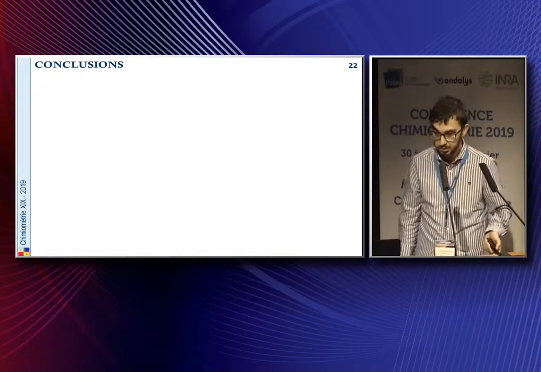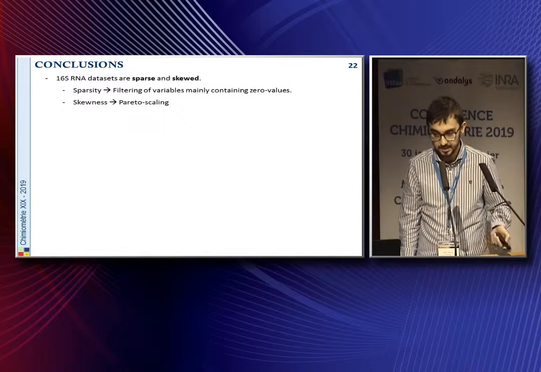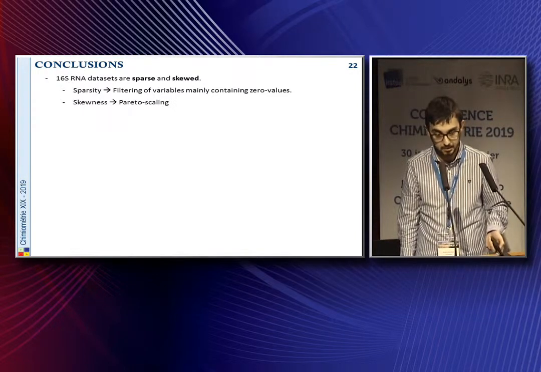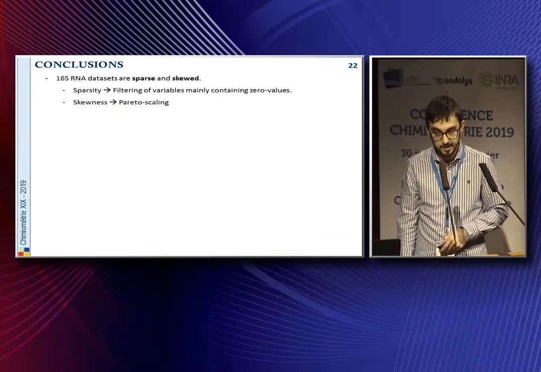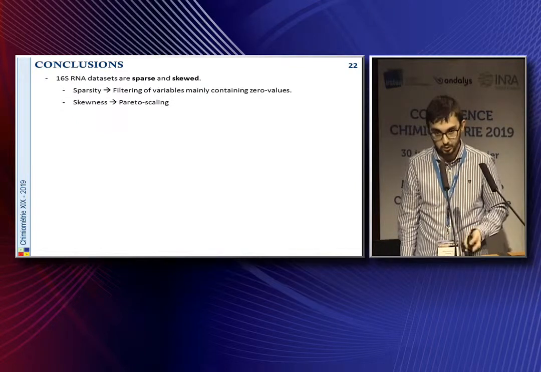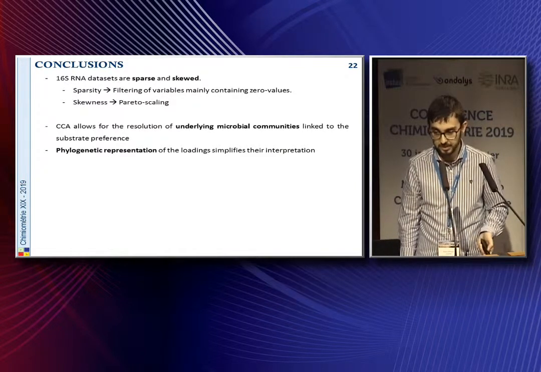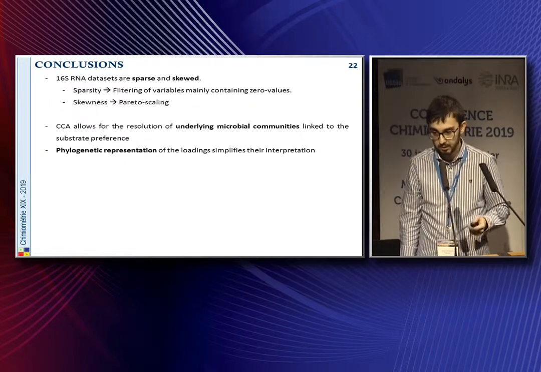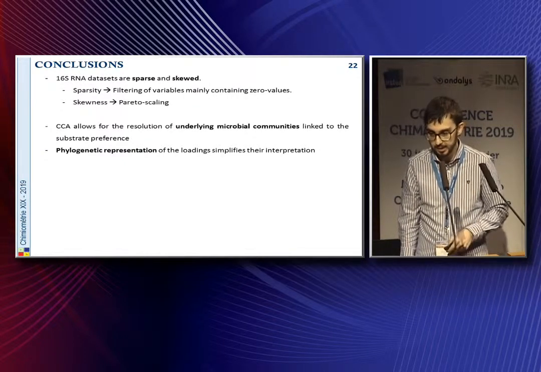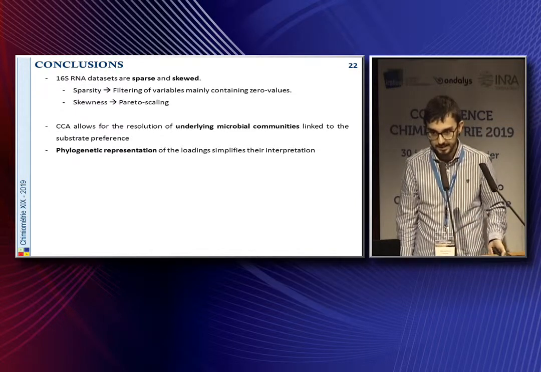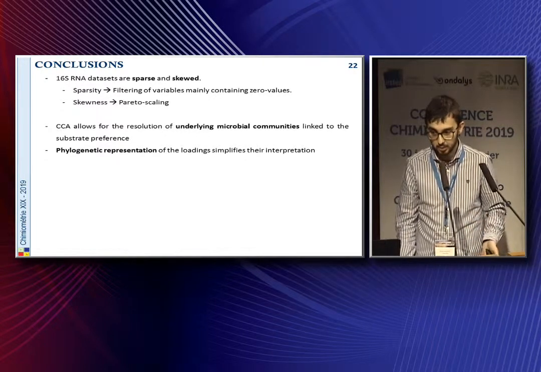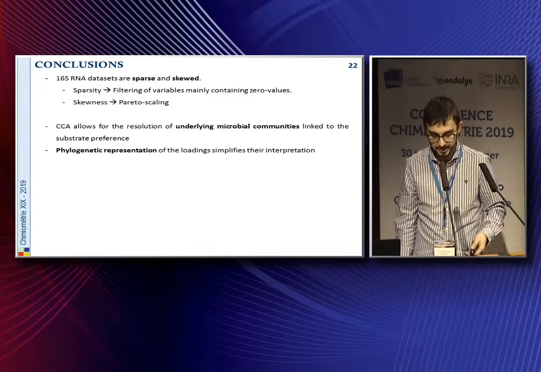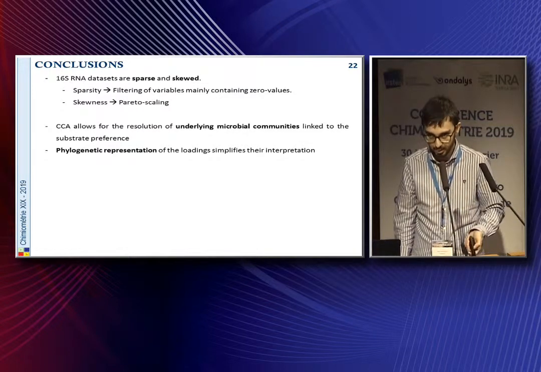So, as the conclusions of this work, we can conclude that these 16S ribosomal RNA datasets are very sparse and skewed, and in this approach, we intend to reduce the sparsity by using a variable filtering approach, removing the variables that contain mainly zero values, and then to reduce the skewness, we use Pareto scaling. Secondly, we use this common component analysis approach to resolve the underlying microbial communities linked to substrate preference, and then we interpret the loadings by using this phylogenetic representation, to obtain a better ecological interpretation of these loadings.